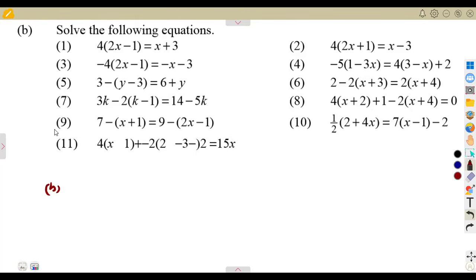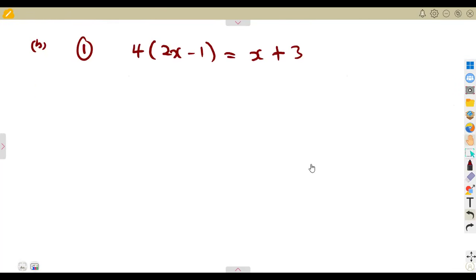All right. But as you can see, it's the same situation as we had in question number 1: 4 into (2x minus 1) is equal to x plus 3. Still, we have the same type of equation, where we have to expand the brackets and collect our like terms. 4 multiplies 2, that is going to be 8x, 4 times -1, which is -4. So 4 multiplies everything in that bracket.